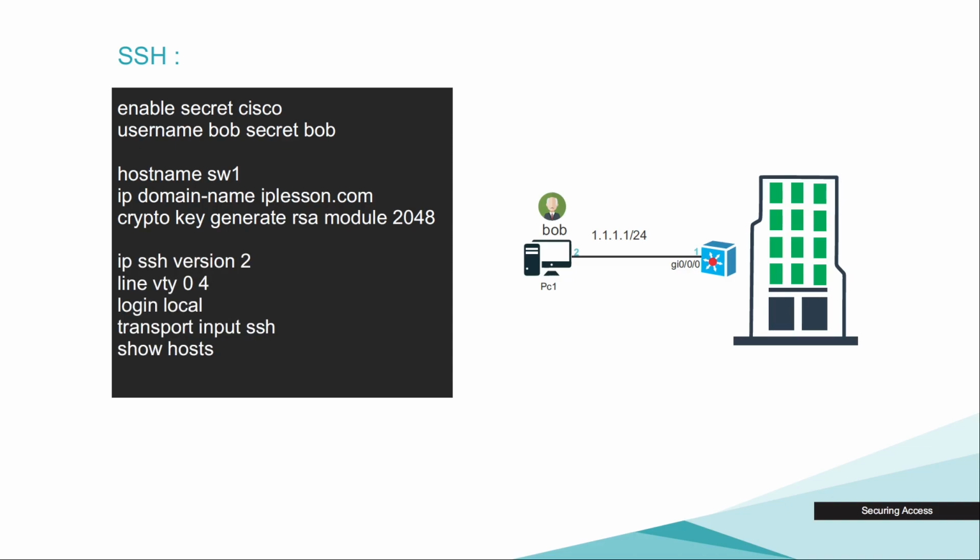Create a virtual terminal by the command line VTY 0 4. Specify the login method. And by default, the virtual terminal uses Telnet. In that case, we need to specify that we need to use SSH instead, so we can use the command transport input SSH.